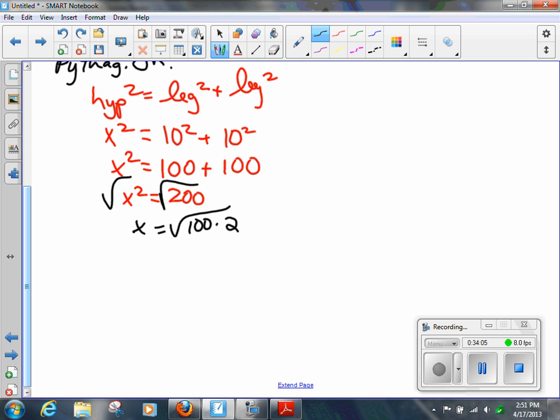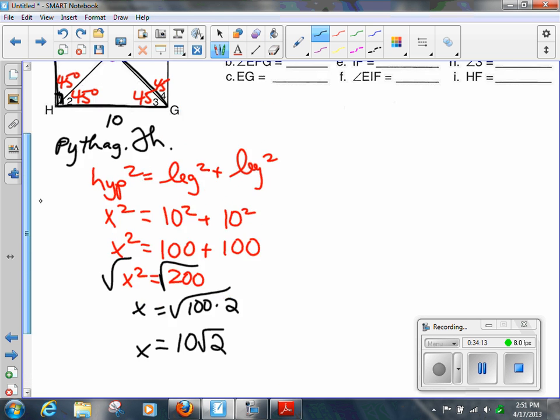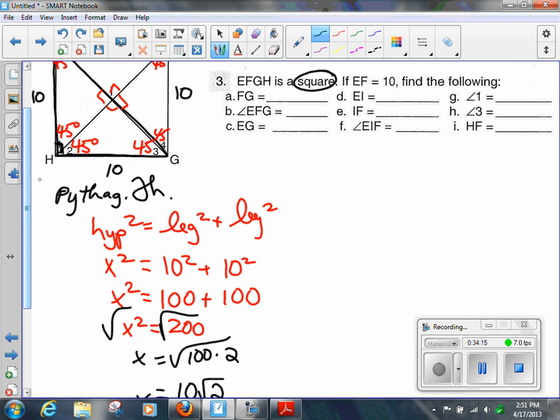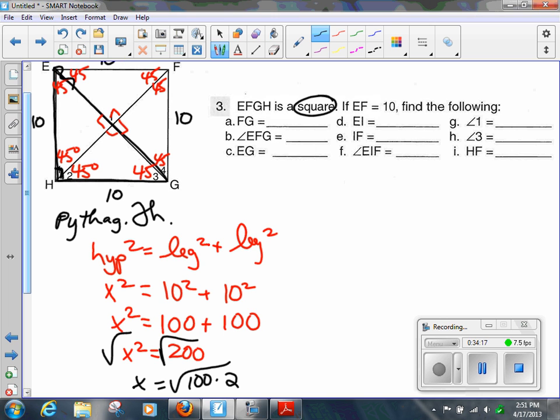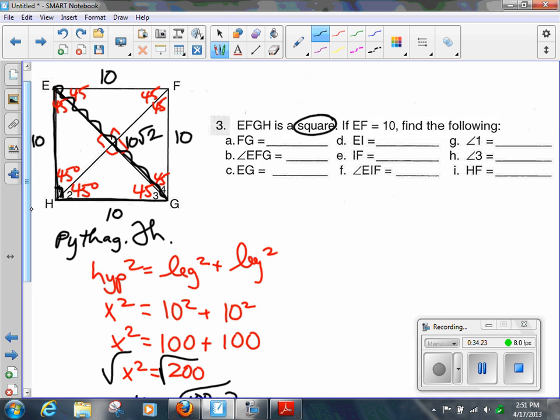What's the square root of 100? Where does it go? What about the 2? It stays inside. So that means the hypotenuse is 10 root 2, right here, 10 root 2. Which means that the length of HF is also what length? 10 root 2. Now let's go back and fill things in.